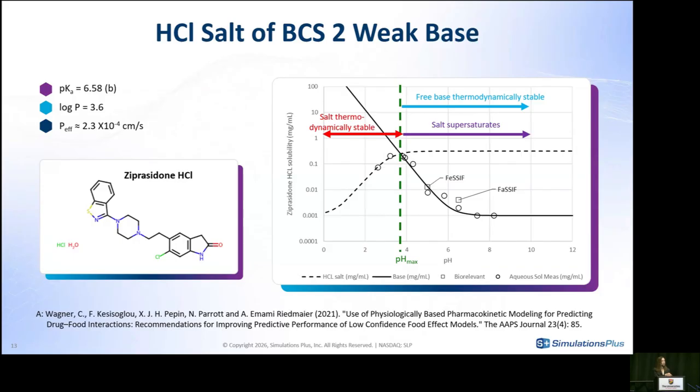So I mentioned we're talking about a salt form. So we can see the salt solubility profile with the dotted line, and then we can see the free base profile in the solid line. What's important is that to the left of the pH max at lower pH values, the salt is thermodynamically stable. However, to the right of the pH max, the salt has the potential to supersaturate, but it also has the potential to precipitate or convert to the free base form. And understanding these curves and what is actually happening is extremely important to parameterizing the dissolution test and understanding what's going on in vivo.